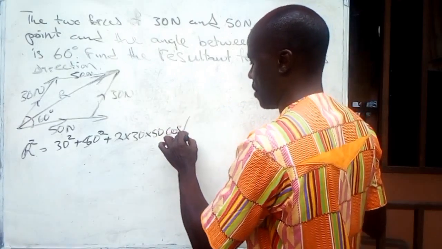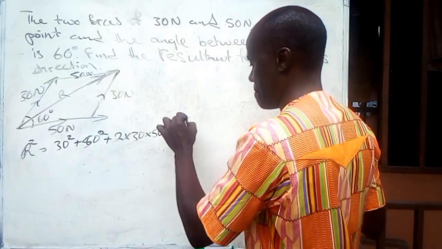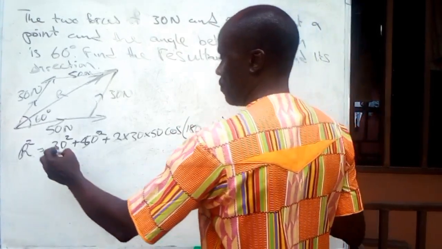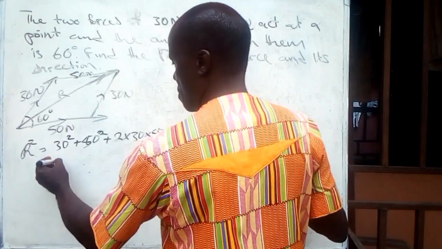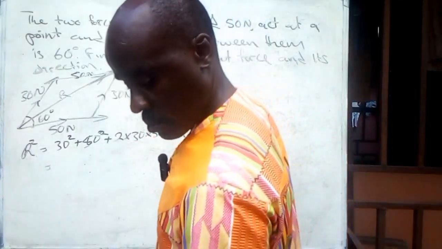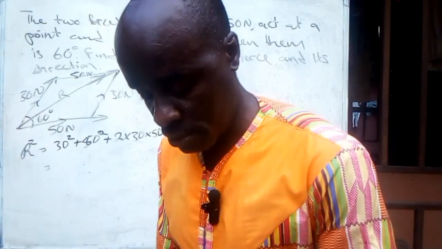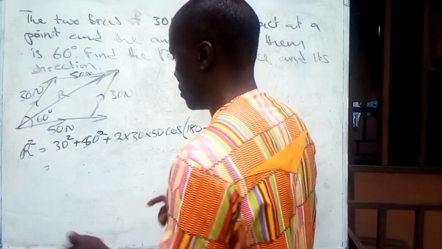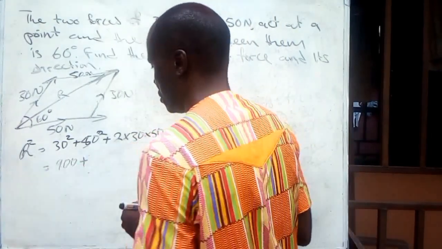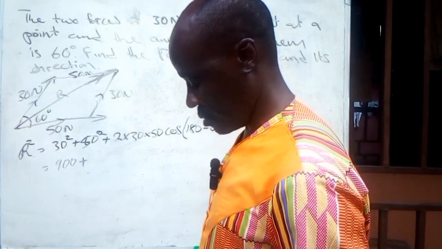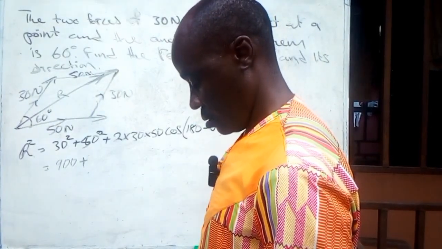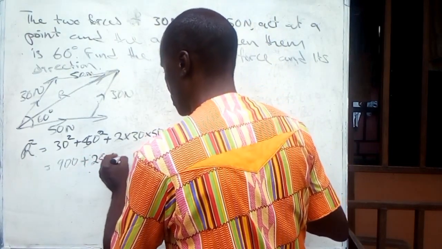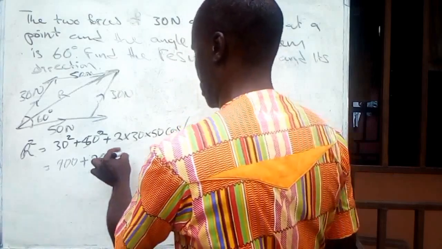It will be in brackets, 180 minus 60. 30 squared will give us 900, plus this one, 50 squared, is 2500. We have 2500. Then we have plus now.